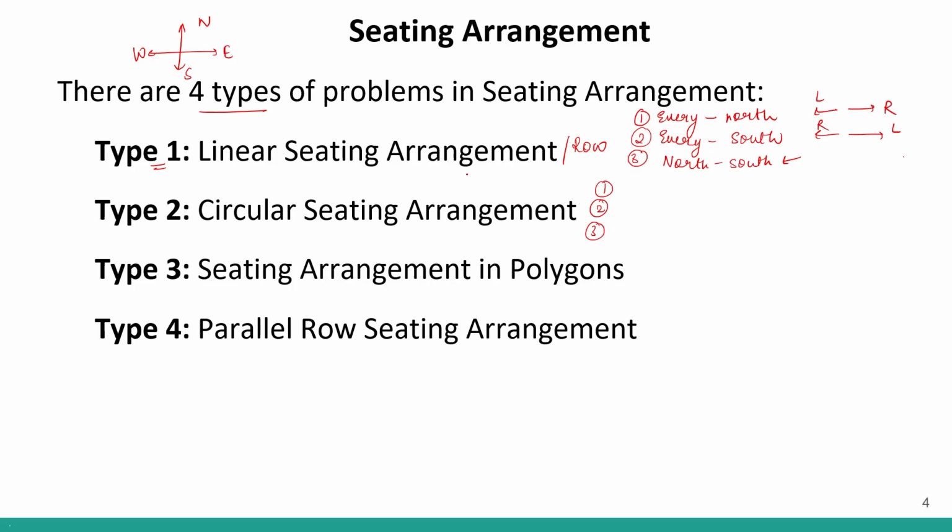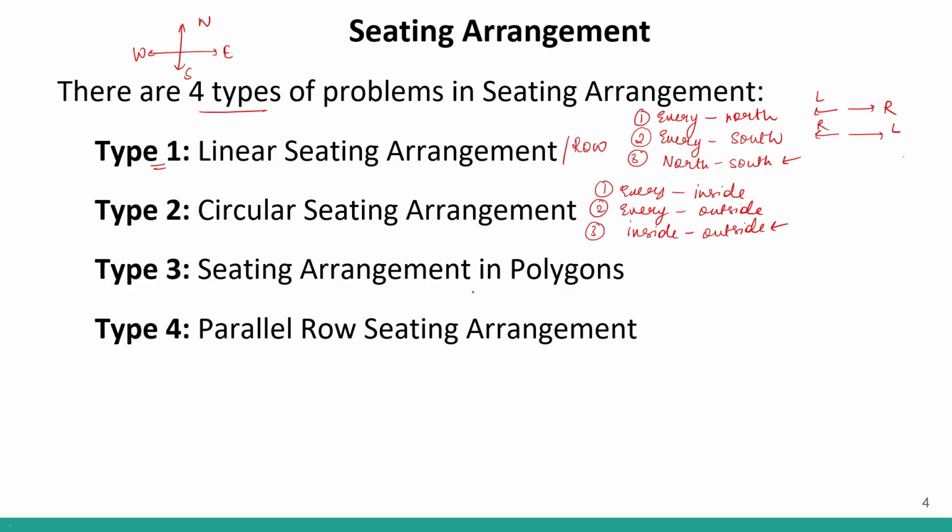Now, circular seating arrangement. Again, there are three possibilities. Circular seating arrangement means they could be sitting around a table, or sitting in a circle in a park, many possibilities. In circular seating arrangement, everyone could be facing inside, which means towards the center. Or everyone can be facing outside, which means away from the center. These two are easier possibilities. But there is a third possibility that some people may be facing inside and some may be facing outside. This is a little tricky. This complicates the question, but the first two types are very easy to solve.